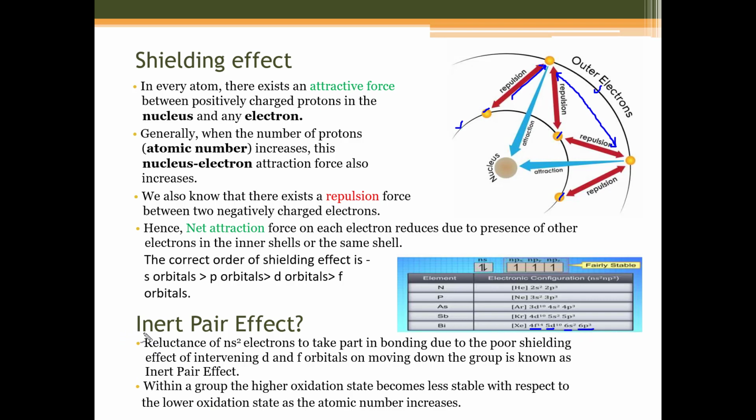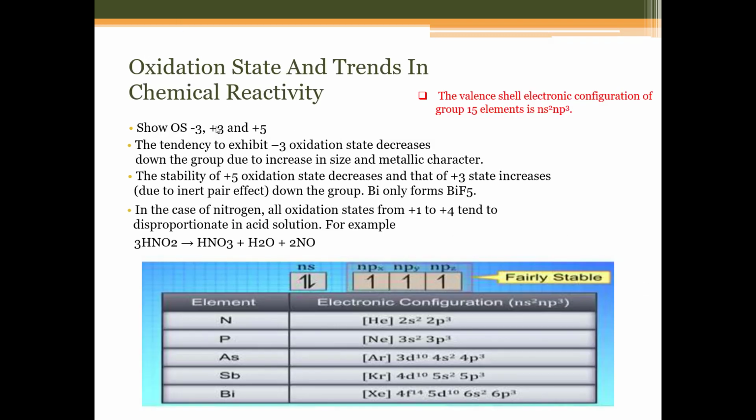The consequence of inert pair effect is that within a group, the higher oxidation state becomes less stable with respect to the lower oxidation state as the atomic number increases. Now, coming to the chemical properties of group 15 elements, let us study the oxidation state and trends in chemical reactivity.